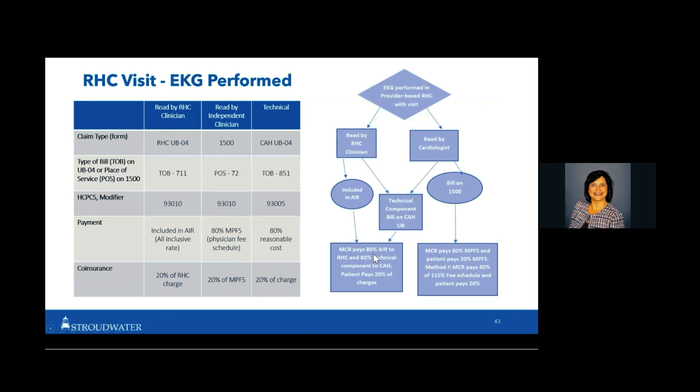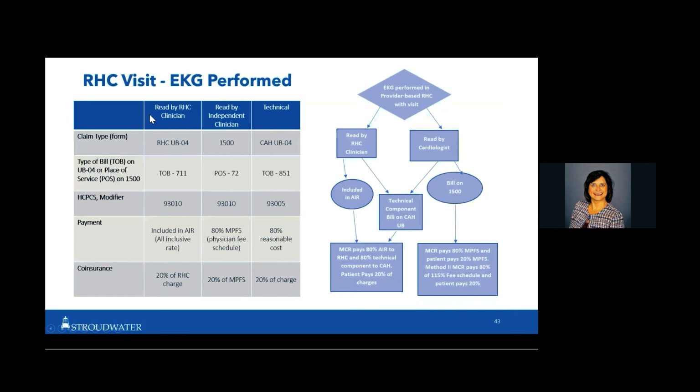Now, if it was read by a cardiologist, it would still be split to where the technical component would be billed on the critical access hospital UB, and the payment for that technical component would be the patient. But if they were to bill it on a 1500 form, because it was an independent physician, independent clinician, Medicare would pay 80% of the Medicare professional fee schedule, and the patient pays 20% of the Medicare professional fee schedule. If your hospital is a critical access hospital that has Method 2, it would actually pay 80% of the 115% of the fee schedule, and the patient pays the 20%.